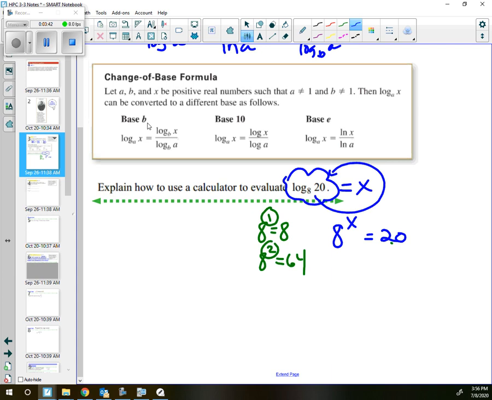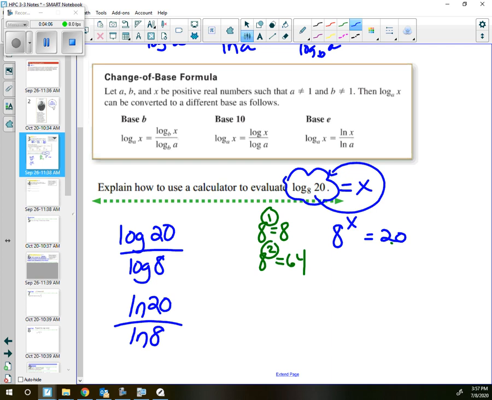It's not a whole number answer, though, so I can't just answer it by looking at it. So what we can do is rewrite it using the change of base formula. So common log of the argument, the 20, divided by log of the base, which is 8. Remember, the base always goes on the bottom, base on bottom. You could also do natural log of the argument 20 divided by natural log of the base, 8.